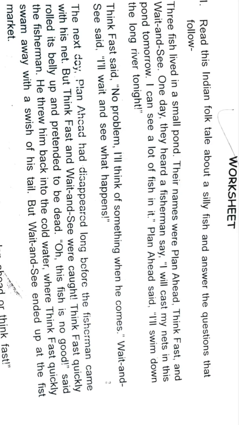Now, as you can see, all three of the fish have already made out their plans in their mind. Okay, and all of the plans were different. The next day, Plan Ahead had disappeared long before the fisherman. Okay, so the Plan Ahead fish who planned way too early disappeared long before the fisherman came with his net. But Think Fast and Wait and See were caught.